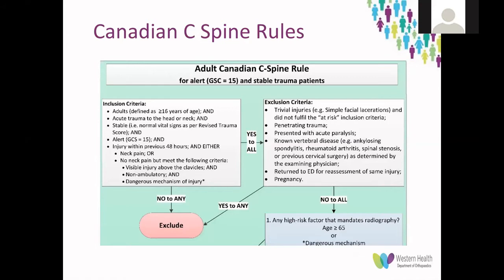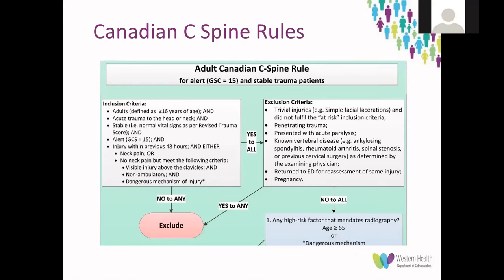So the Canadian C-spine rules specifically had a prospective study from 1996 to 1999 and were published in 2001 in the American Academy Journal. It was a sample of almost 9,000 patients who presented with blunt trauma, so a big study, who were stable with a GCS of 15. And the rules identified 100% of C-spine injuries present in the cohort.